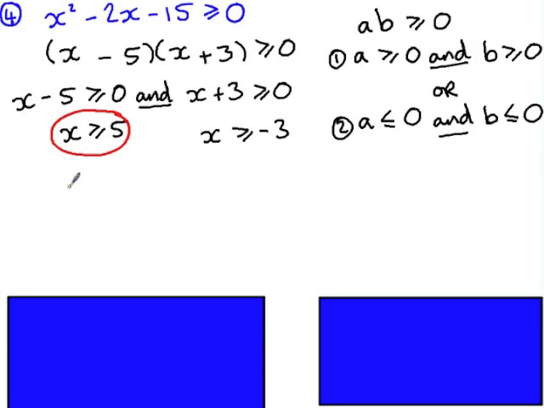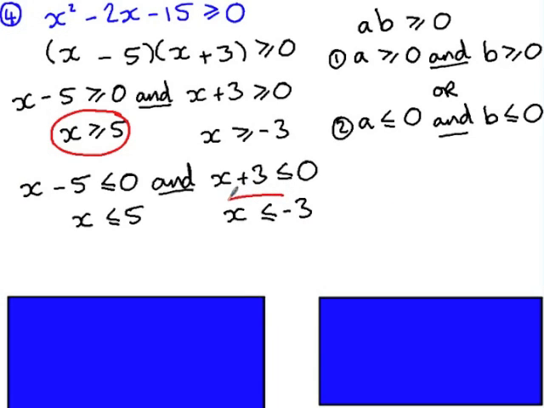So our second possibility is that both factors are negative. But any value of x which is less than or equal to -3 is also going to be less than or equal to 5. So we've found our two solutions to the original inequality.